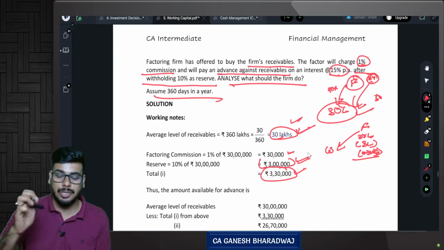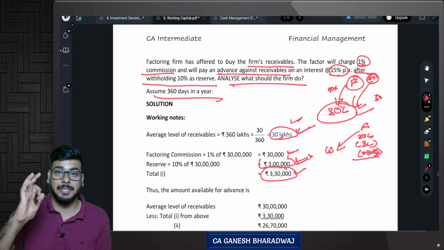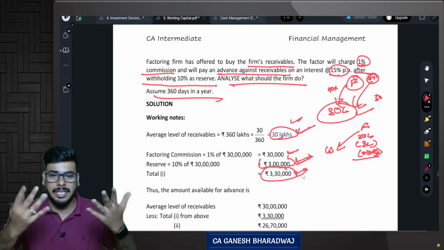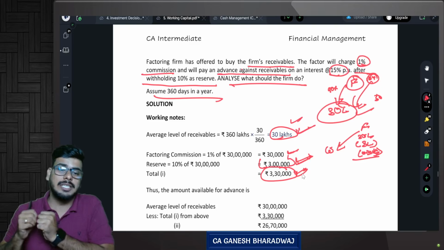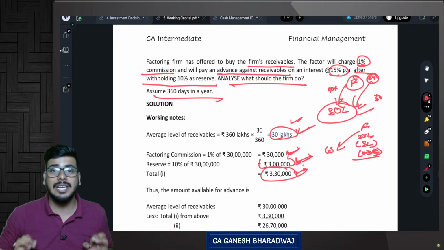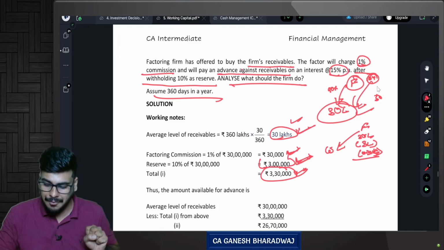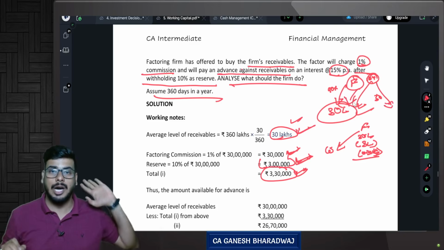That is 30,000 rupees with respect to the factoring commission and 3 lakh rupees with respect to reserve. He says this 3,30,000 upfront I will not give you. This I will keep with myself, because 30,000 is anyways the money that you need to pay to me. 3 lakhs I am keeping for security purpose. After 30 days, the moment I recover money from the customer, I will pay this back to you. Are you clear with this?